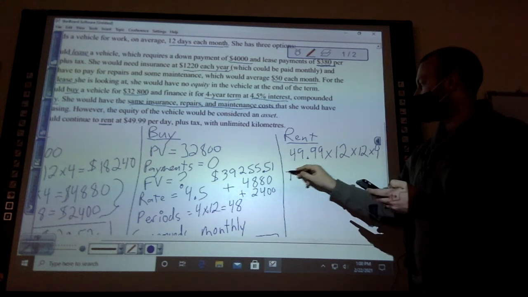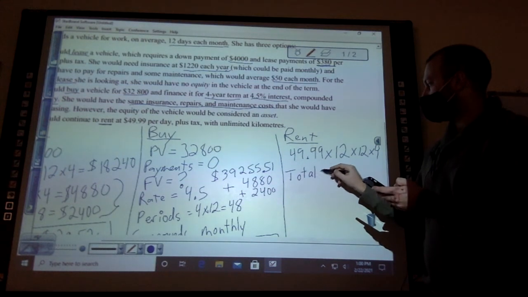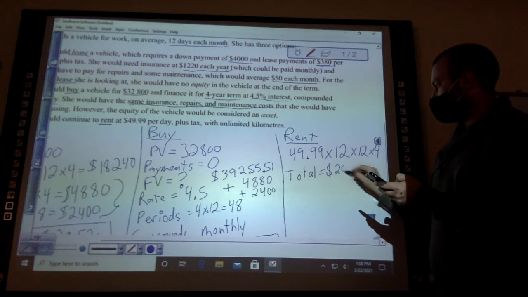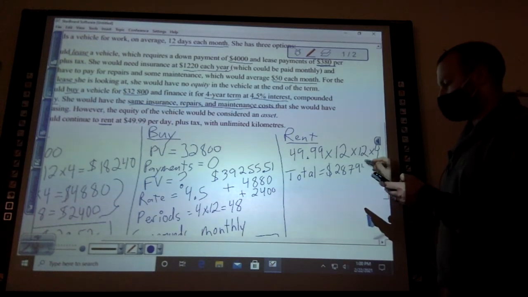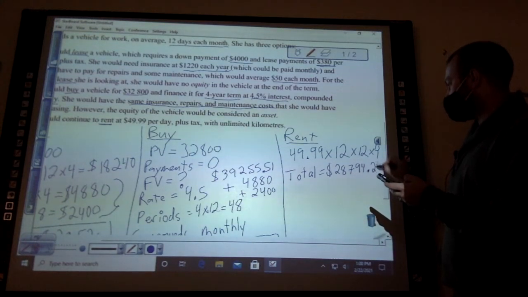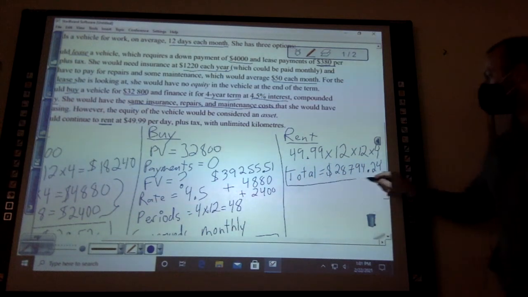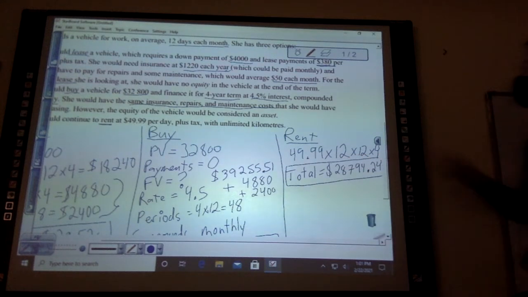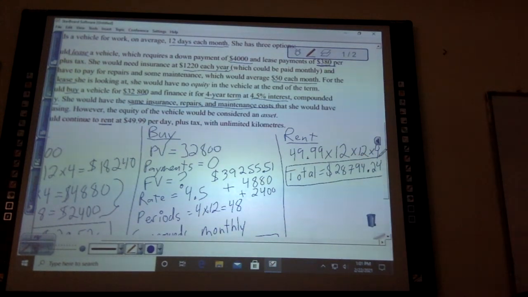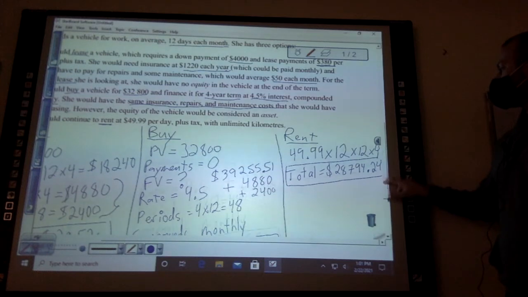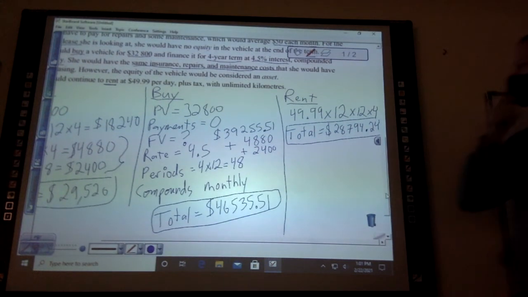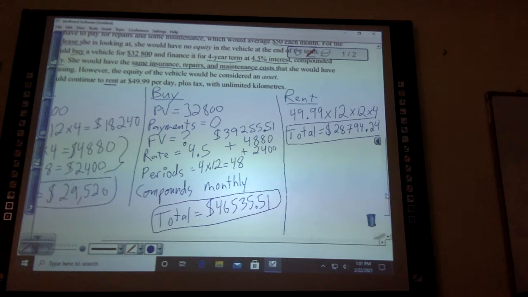So we get our total in this case. It's 28,794.24. So these are the 4 different totals that we get. Now the question is, which one of these is going to be the best option?